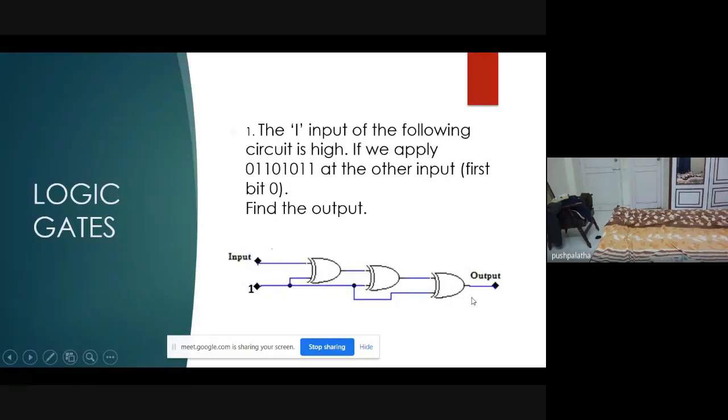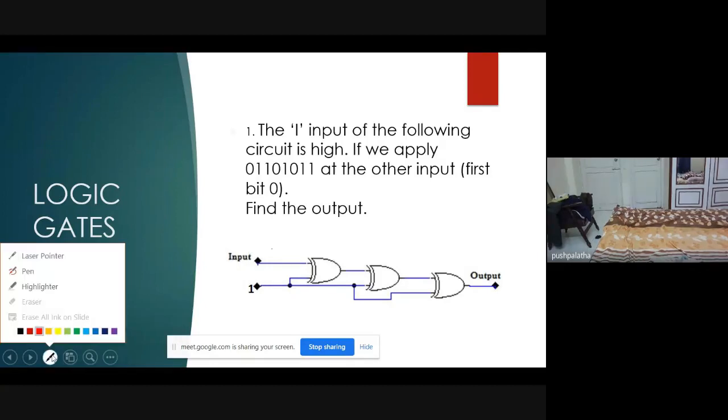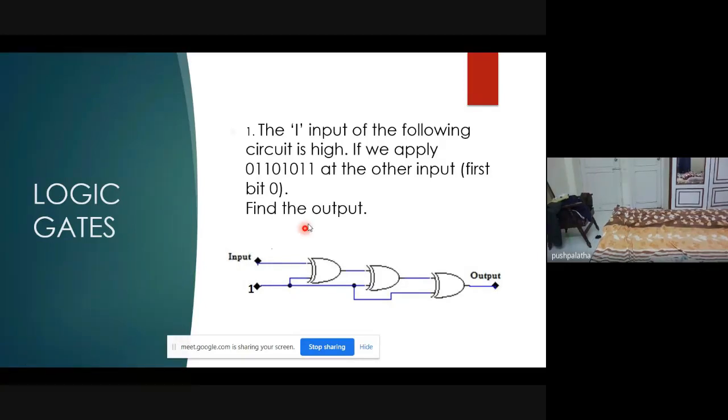These are all given as 3 XOR gates. One input is high, and the other input is given as 0 1 1 0 1 0 1 1. So all of you take this circuit: 3 XOR gates connected in cascade. The input of the first gate is 1 and the other is 0 1 1 0 1 0 1 1.